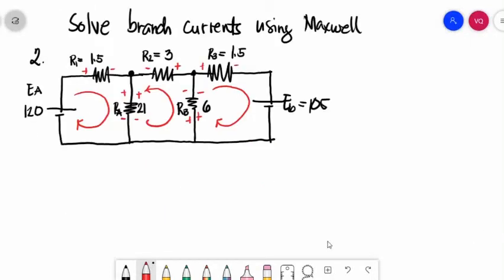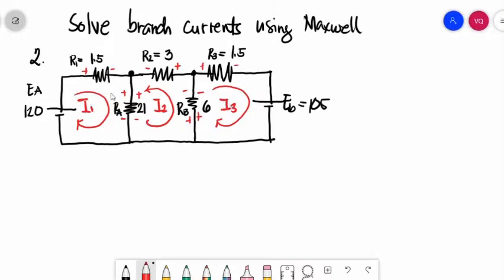So second example, this was one of our examples also in Kirchhoff's, but we will try to solve this using Maxwell. So we will solve the branch currents in this circuit using Maxwell. I already set the direction of currents. For this loop, I will name it as I1, so it is a clockwise direction. I2, anti-clockwise, and I3 is the clockwise direction.